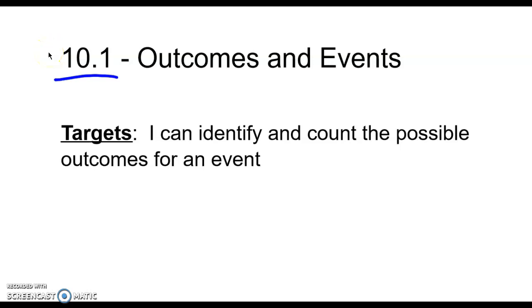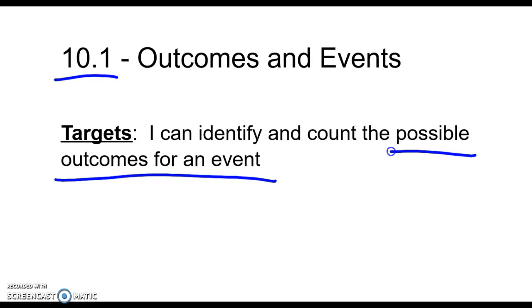This is video 1 for chapter 10, so it goes along with section 10.1 in your book. And we're going to be looking at outcomes and events. So this is kind of our introduction to statistics and probability in this chapter. So you will need to fill in this target. In this section, we will be identifying and counting the possible outcomes for an event. Okay, so thinking about an event taking place and then what would the possible outcomes be.